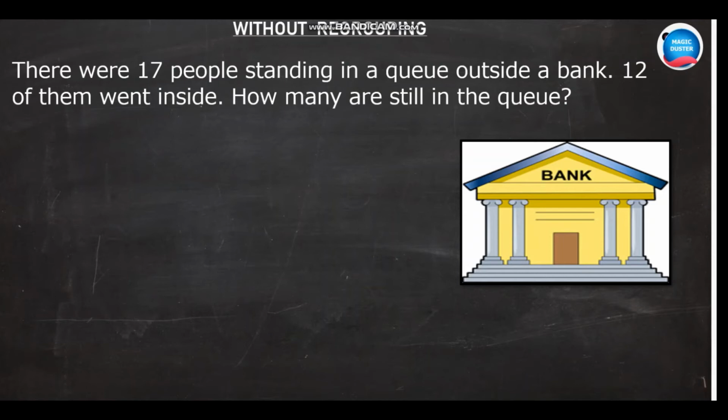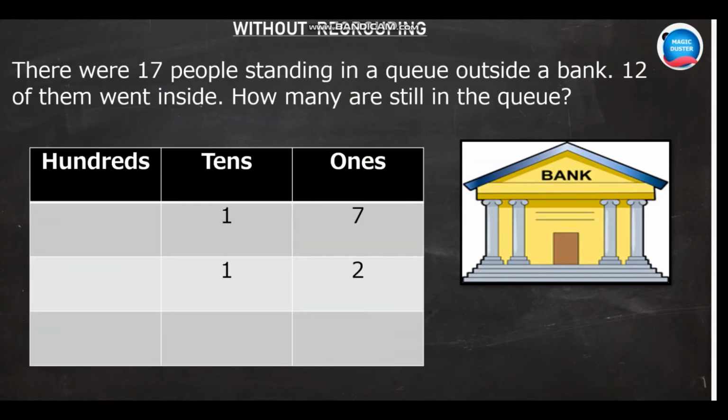There were 17 people standing in a queue outside a bank. 12 of them went inside. How many are still there in the queue? So we are going to find out the remaining, and the word remaining is a pet name of subtraction, which means it's a term which represents subtraction. So as I'm going to do the subtraction, I should start with the ones column. In the ones column, I have 7 minus 2. So 7 minus 2 is 5. And 1 minus 1 is 0. So there are 5 people there in the queue.